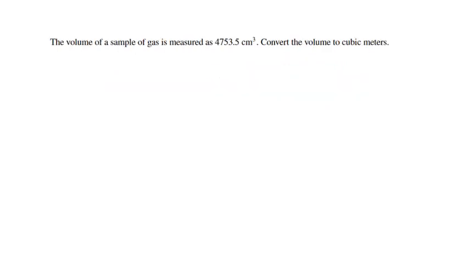Okay, so let's do another conversion here. In this case, we have to convert 4753.5 centimeter cube to cubic meters. So we start with 4753.5 centimeter cube, and that equals how much meter cube? That is our conversion.